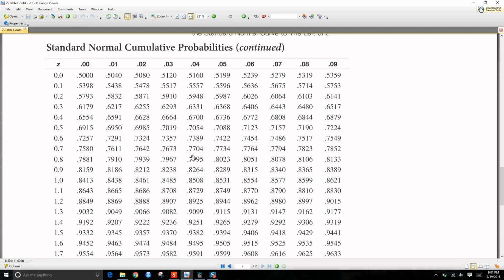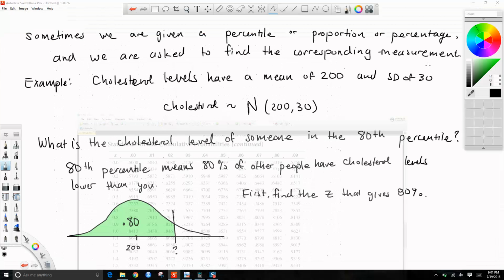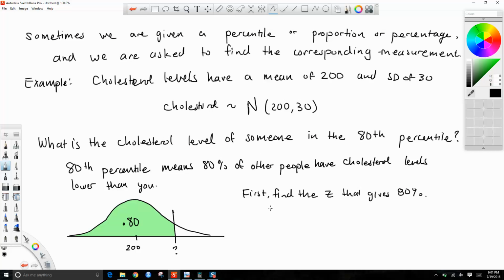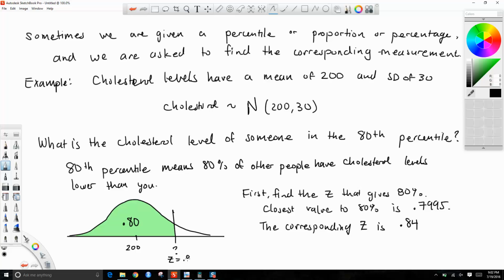Okay? So what is the z that gives me 0.7995? Z is equal to 0.84. Okay? So the closest value to 80% is 0.7995. The corresponding z is 0.84. Okay? So here I have a z that's equal to 0.84.